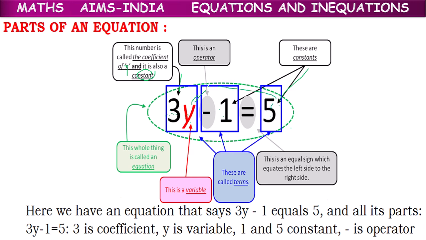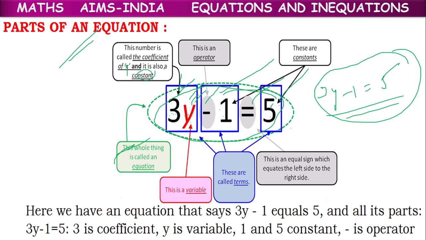So this whole thing is an equation, a combination of variables, constants, mathematical operators and the equality sign. What we have here, 3y minus 1 equal to 5, is an example of an equation. It contains many parts like operator, constant, coefficient, variable, term and equality sign.